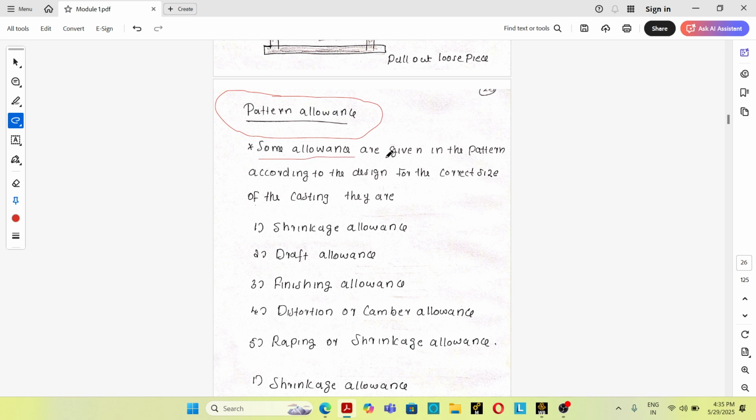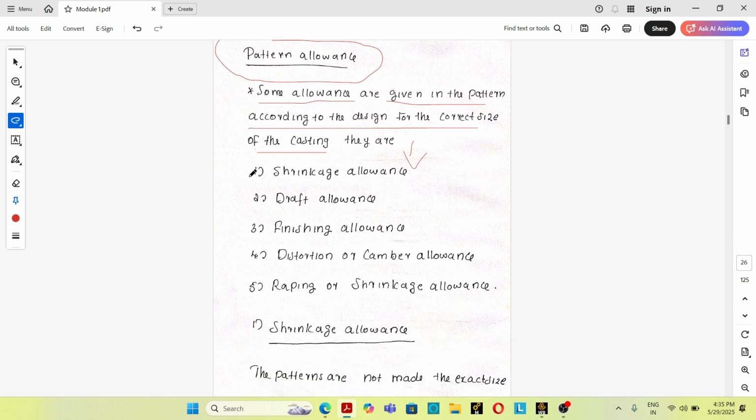Some allowances are given in the pattern according to the design for the correct size of the casting. We have five classifications of pattern allowance. First one, shrinkage allowance; second one, draft allowance; third one, finishing allowance; fourth one, distortion or camber allowance; fifth one, warping or shaking allowance. So these are the five classifications of pattern allowance.